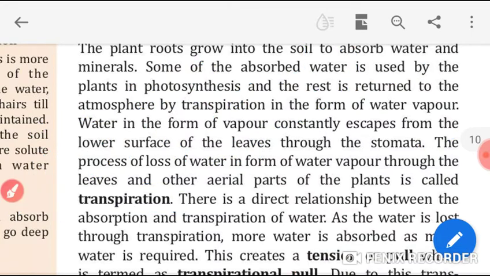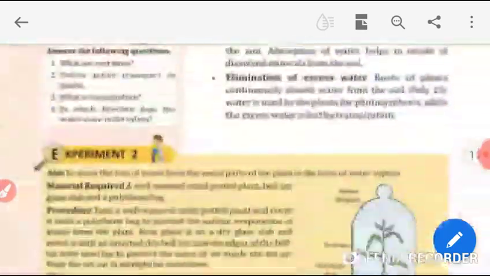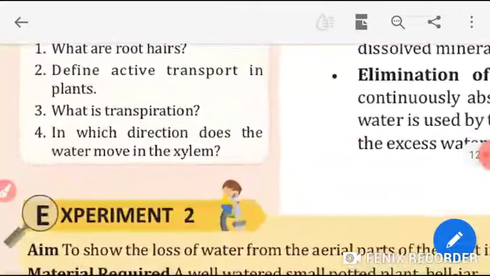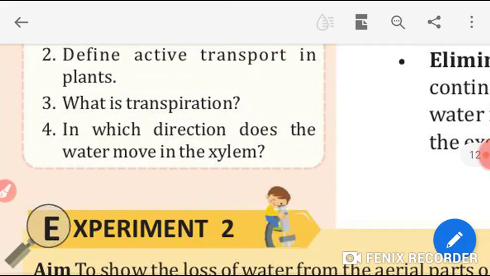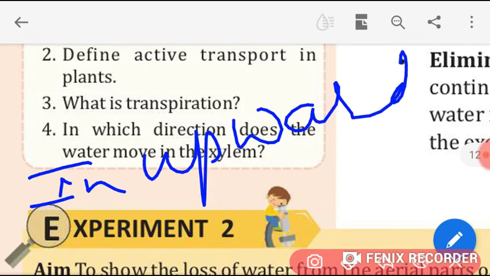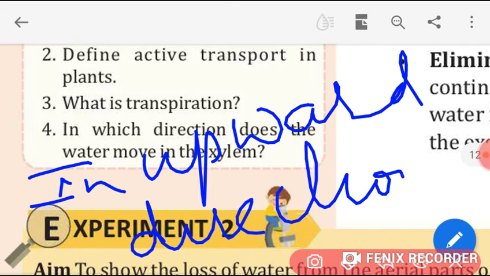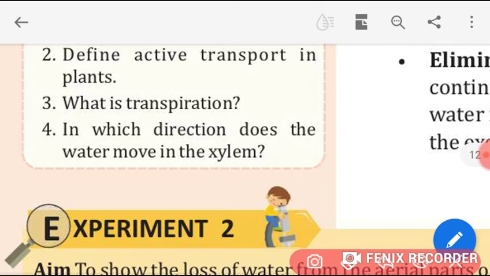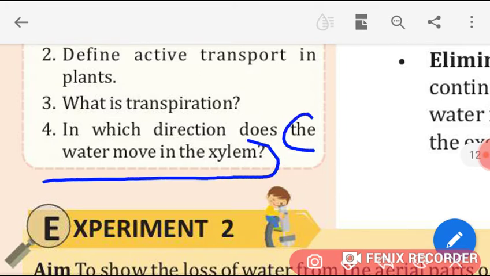Okay, students. Now come back to your next question. In which direction does the water move in the xylem? Then write: in upward direction. Now from the question you have to write: the water moves in the xylem in upward direction.